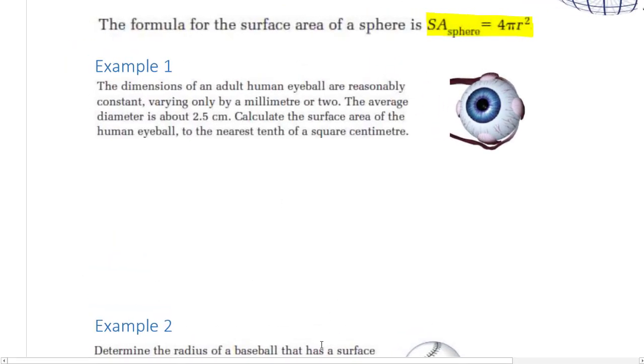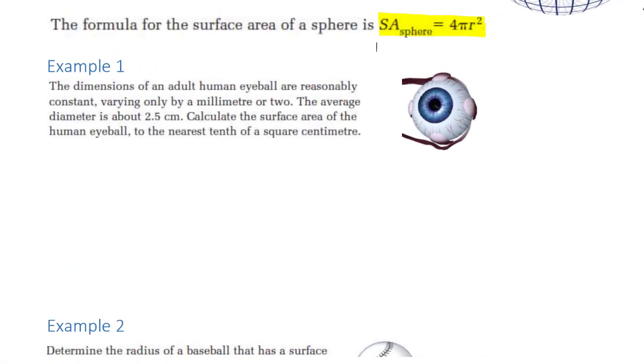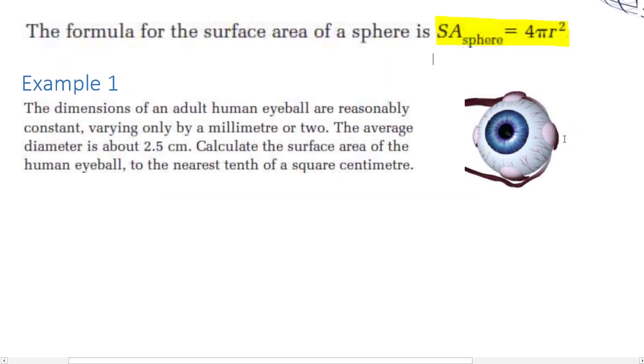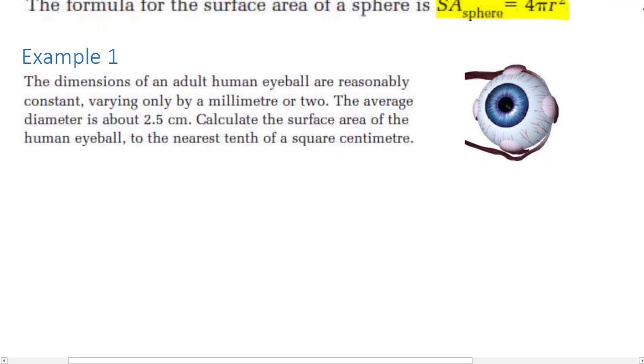All right, so let's start with this first one, kind of a gross question. We've got the dimensions of a human eyeball. For some reason I've chosen this as our starter. They're reasonably constant. So they're saying most eyeballs are about the same, varying only by a millimeter or two. The average diameter, okay, so all the way across the eye, right? So if we have a sphere, I'll just draw it in 2D. Remember the diameter is all the way across, so 2.5 centimeters.